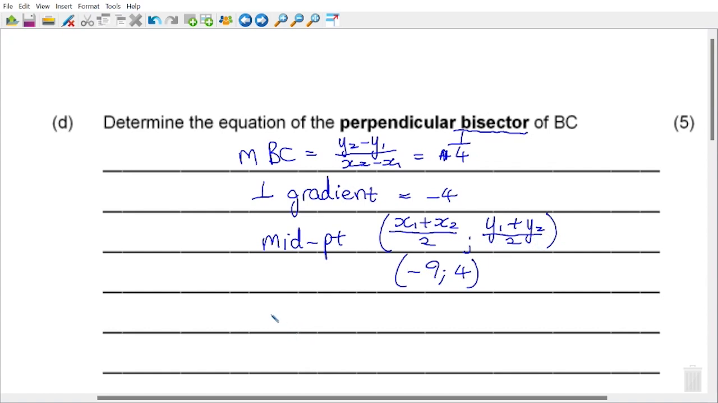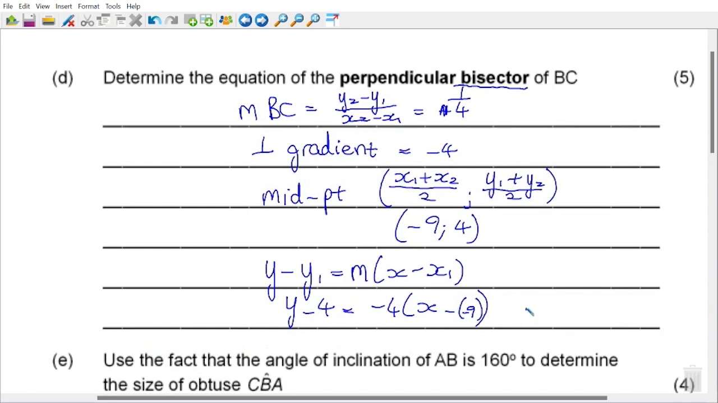We can use either form for our straight line. We can use y equals mx plus c. My preference is actually this formula, y minus y1 is the gradient times x minus x1, where my point that I'm going to put in is x1, y1. So in other words, y minus the y value is the gradient, -4, times x minus the x value. And because it's -9, it actually becomes +9. Okay, and we get a final answer of y equals -4x minus 32.